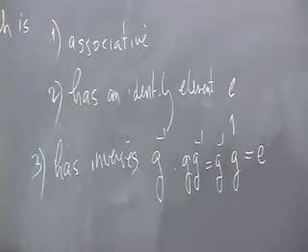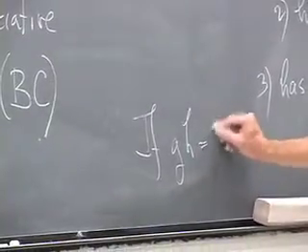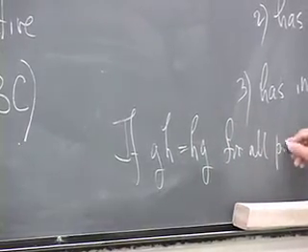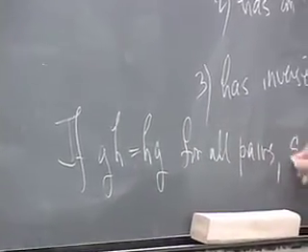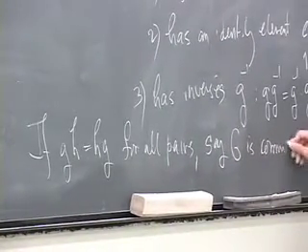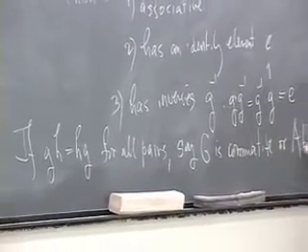A product, it has to be associative. There has to be a distinguished identity element there. And there have to be inverses for every element. There does not have to be commutativity. If GH is equal to HG for all pairs, you say the group G is commutative, or sometimes abelian.